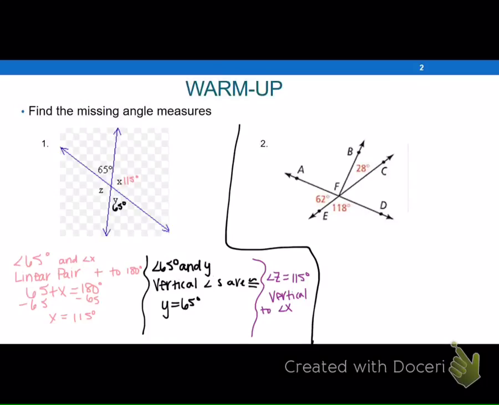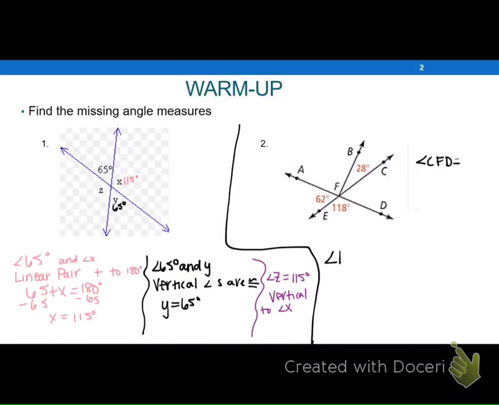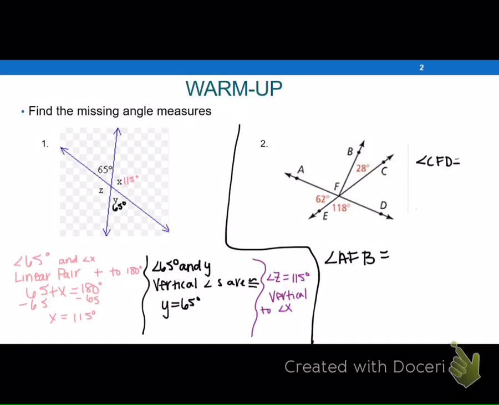So we need to find the angle measure. We need to figure out what angle CFD is, and we need to find the measure of angle AFB. Those are the missing angles. So somebody raise their hand and tell me how to find one of those angles and how you know.